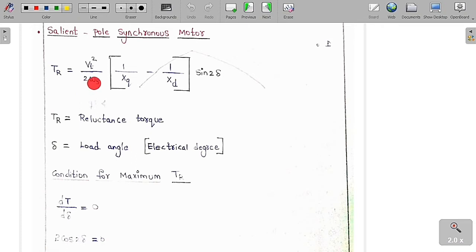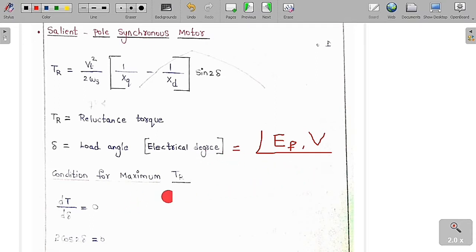So Tr is equal to Vt square by 2 omega s into 1 by Xq minus 1 by Xd into sine 2 delta. So we can say that Tr is the reluctance torque, and Vt is the terminal voltage or supply voltage, and delta is called the load angle, in terms of electrical degrees. It is the phase angle between Ef and V.